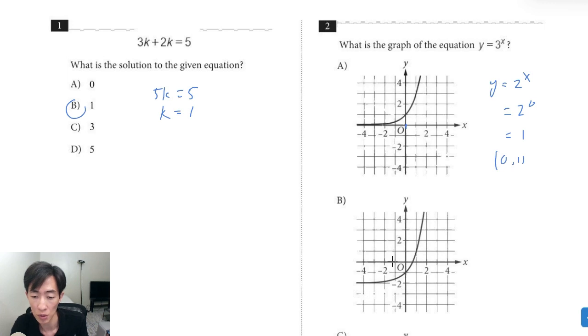Choice B, notice what's going on. They've actually translated the original graph in choice A and moved it 2 units down. So that's simply saying y equals 2 to the x, a translation of 2 units down is subtract 2. So B is not going to be it.